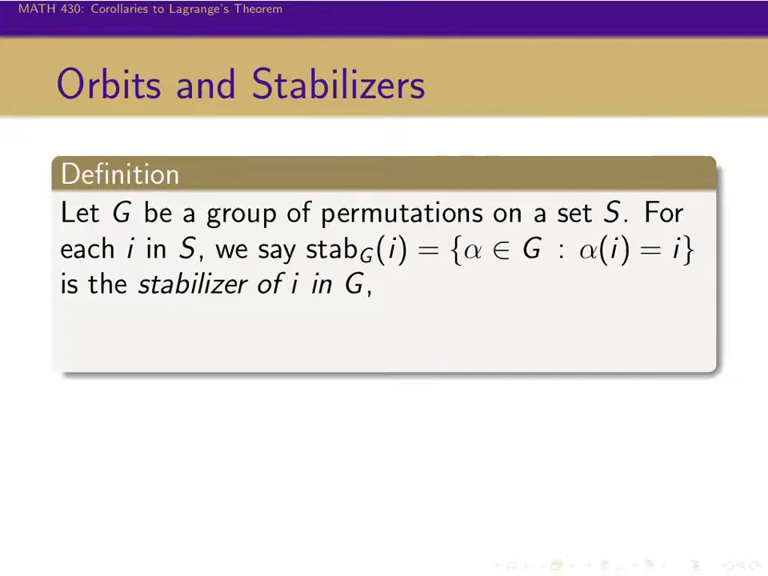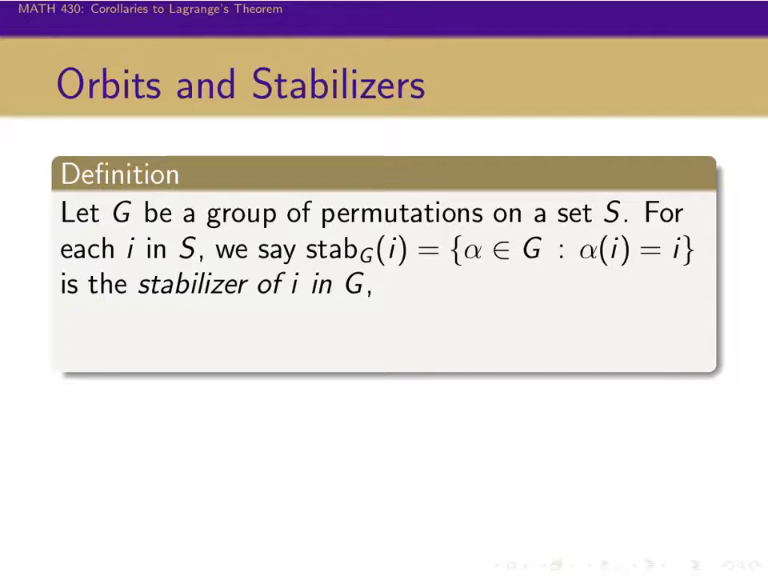The last result that we are going to be talking about involves what are called orbits and stabilizers. For these, we're going to think back to groups of permutations acting on some set. So if you have G as a group of permutations acting on a set S, then for any I in S, anything in the set, the stabilizer of I in G is all of the elements of G that fix I, so it's all the alpha in G such that alpha of I equals I. Again, this is called the stabilizer of I in G.